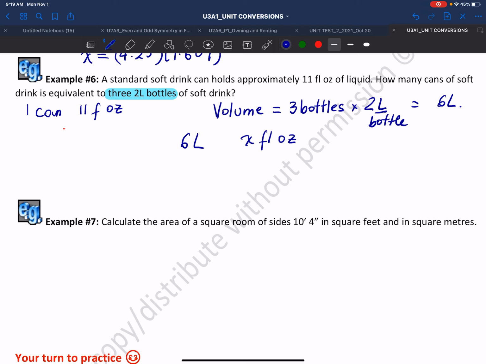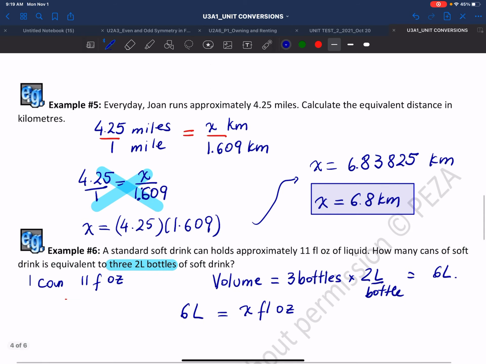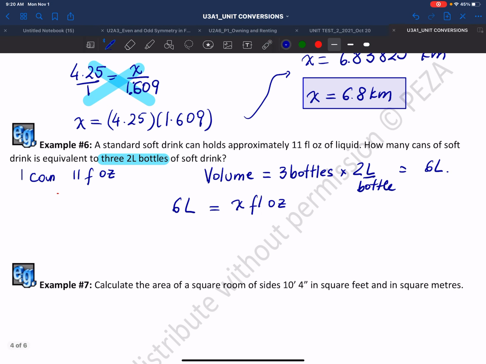Okay. Now let's take a look at how many liters are in a fluid ounce or vice versa. So how many fluid ounces are in 1 liter. So we are looking at capacity. And we see in here 1 fluid ounce is 29.6 milliliters, so that's not in liters. We have gallons to liters, quarts to liters. So the closest we can get is ounces to milliliters. So 1 fluid ounce is 29.6 milliliters.